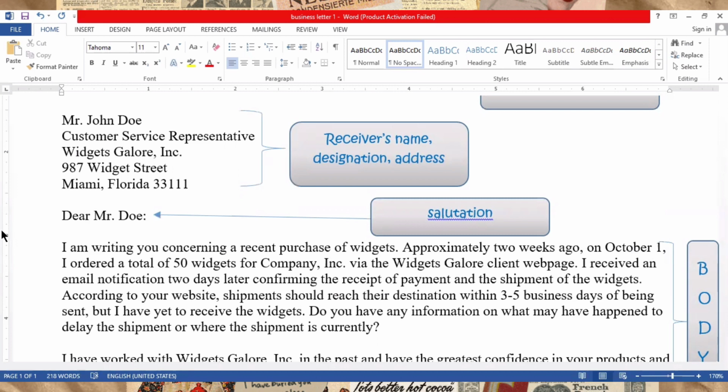And another 2 spaces before you write the salutation. Usually we write dear and then the name. You can also write the whole name. There are also cases that we write dear sir or dear ma'am, and if you're not sure about the whole name of the receiver and you're not sure whether the receiver is male or female, you can use dear sir or ma'am. I will be explaining that later in the second part of this discussion.